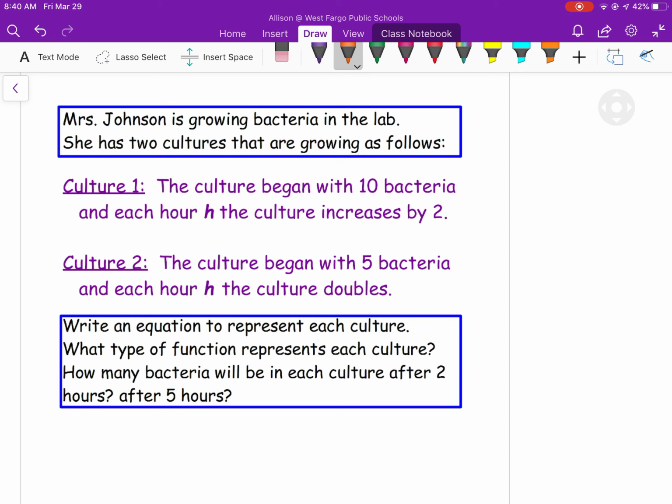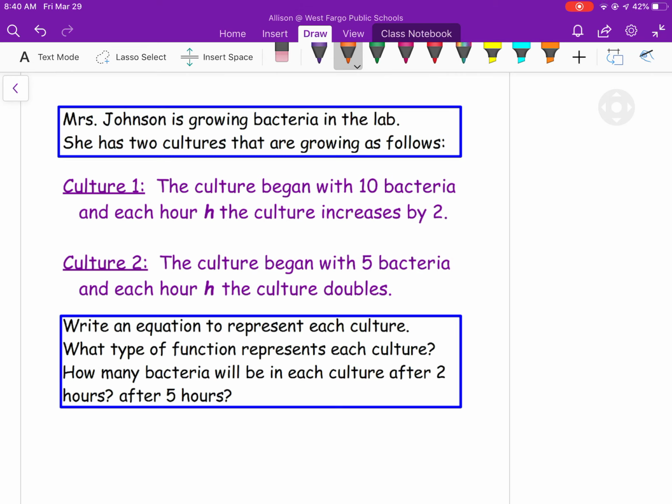All right, let's compare a situation here. This is to see which situation would be better, arithmetic or geometric, which one's growing slower, which one's growing faster. So Mrs. Johnson is growing bacteria in the lab. She has 2 cultures that are growing as follows. Culture 1, the culture began with 10 bacteria, and each hour, H, the culture increased by 2. In culture 2, the culture began with 5 bacteria, and each hour, H, the culture doubles.